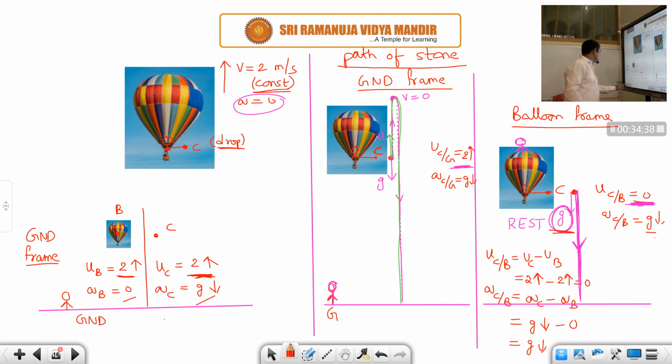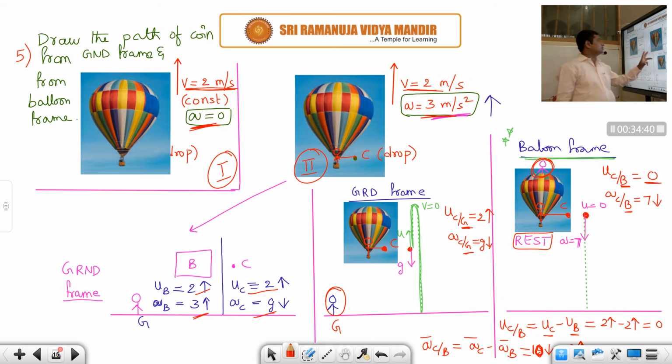Now when you compare the first case and second case, everything is the same except this one. That means when the balloon has an acceleration, from the balloon frame the acceleration of the coin will change. Remaining everything will be the same. Okay students, I hope you understood this one. This is what I compared between these two: first case acceleration 0, second case acceleration 3.